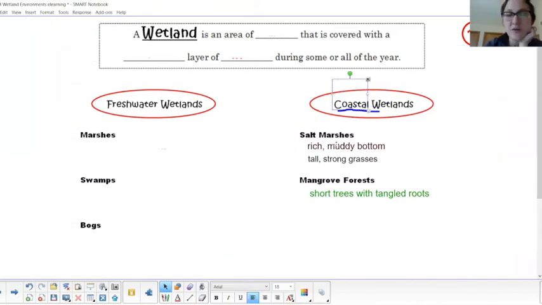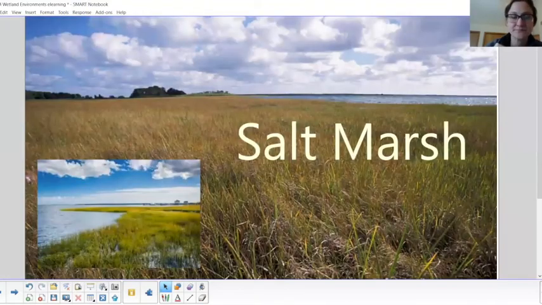So saltwater marshes are the type of marshes that are similar to the freshwater, but they're going to have more salt water in them, but they're also going to have a rich, muddy bottom to them. They're also going to have tall, strong grasses, just like the marshes. And I'm going to show you some pictures of those. So they kind of look similar to the marsh that we have here in DuPage County, but again, salt water is going to be part of that environment.